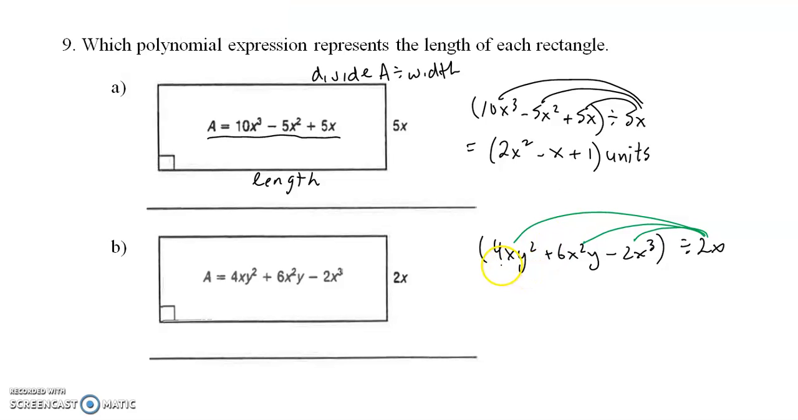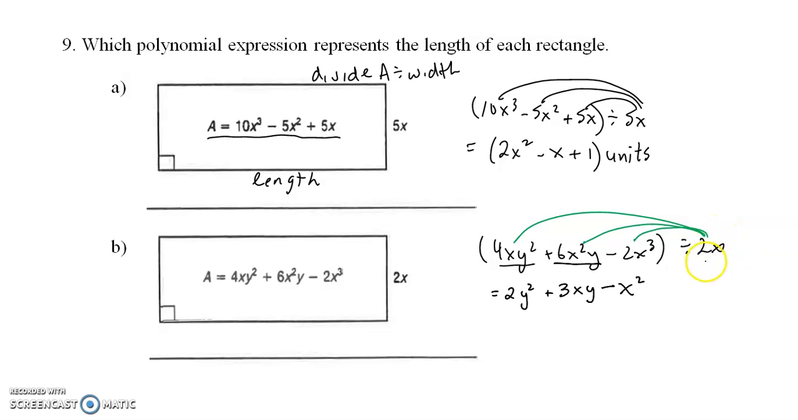You're saying, what's 4xy squared divided by 2x? And that's going to leave me with 2y squared. The 6x squared y divided by the 2x is going to leave me with 3xy. And the 2x cubed divided by the 2x is going to be 1, you don't write it, x squared. And don't forget that minus sign that comes down from the previous step.